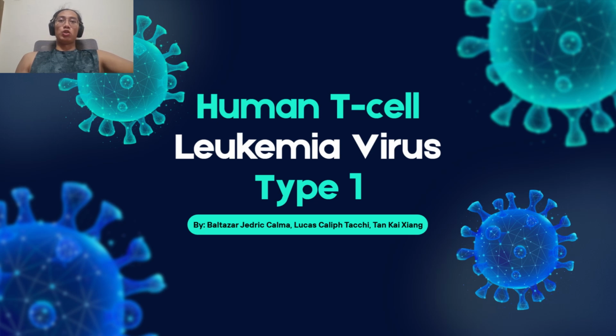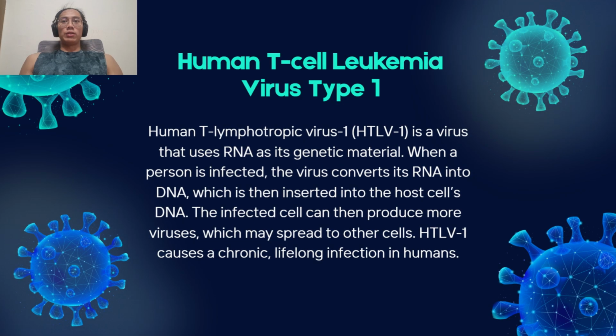Today we will be presenting on human T-cell leukemia virus type 1, also known as HTLV1. HTLV1 is a retrovirus, which means it uses RNA as its genetic material. Once it infects the person, the virus converts its RNA into DNA. This viral DNA is then inserted into the DNA of the host cell. As a result, the infected cell can continue producing more viruses, allowing the infection to spread to other cells.